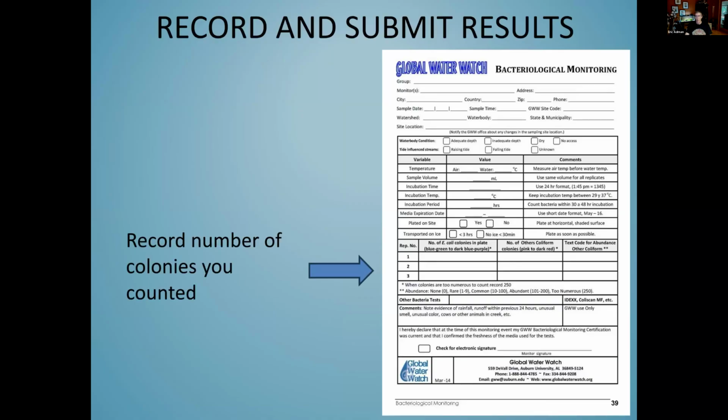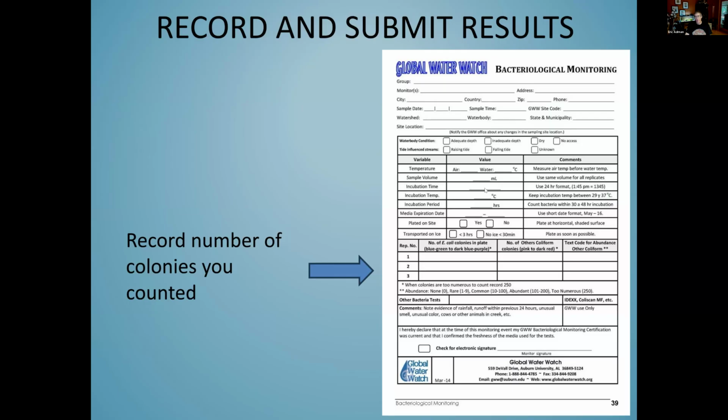So you want to record on your data sheet the number of colonies that you counted. And it's a good idea to have this, in addition to the colonies, so you're going to record your group. So who are you volunteering with? Who was there? When did you do it? The watershed and water body. What was your site location? You want to measure your air and water. What was your sample volume?